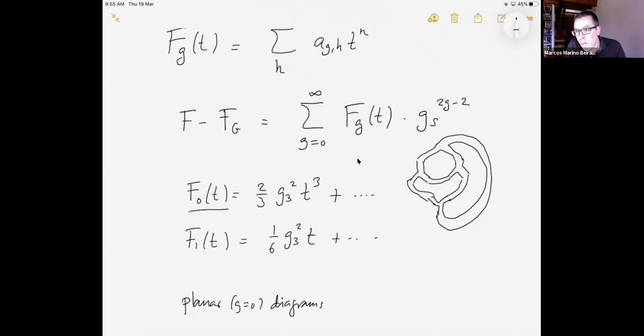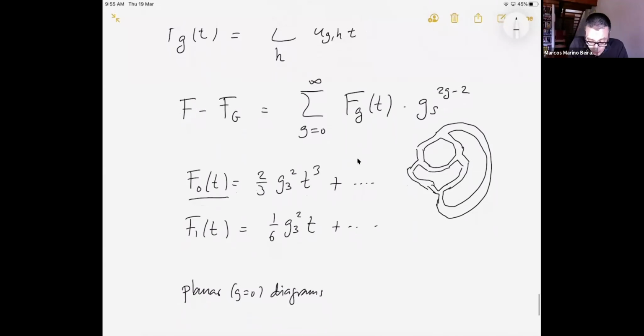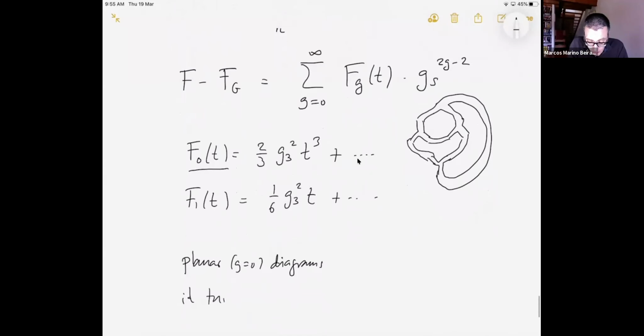So from the point of view of perturbation theory, this way of reorganizing your theory is not necessarily very useful. But it turns out, this is a surprise, that F_0 can be computed in closed form.